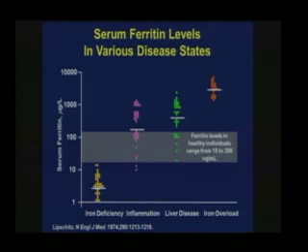And this graph, which depicts ferritin levels on the y-axis in a logarithmic scale, the gray zone is the normal zone. You can see that ferritin is low in iron deficiency. It's mildly elevated in inflammation. It's a little more elevated in liver disease, and it's massively elevated in iron overload.